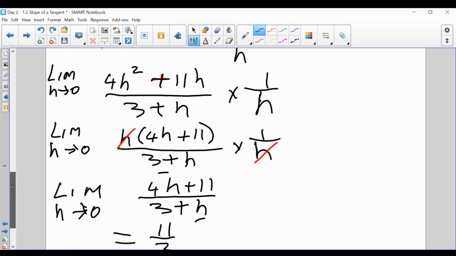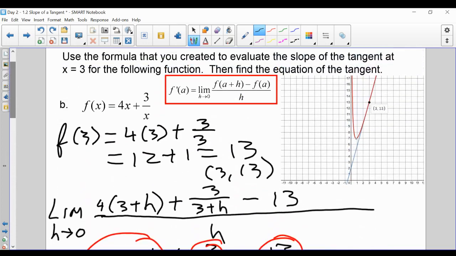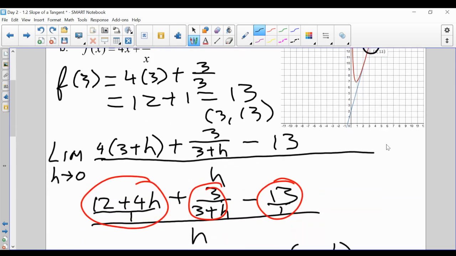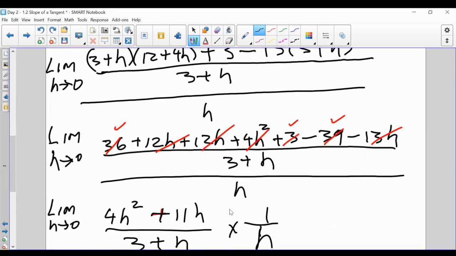So here's what we now know. Back to our diagram. This line, which is a tangent line that's just grazing the edge of the function at 3, 13, has a slope of 11 over, what again? Sorry. 11 over 3.